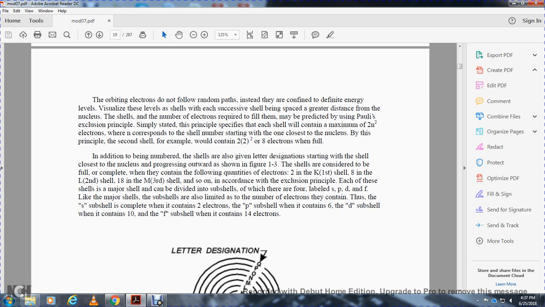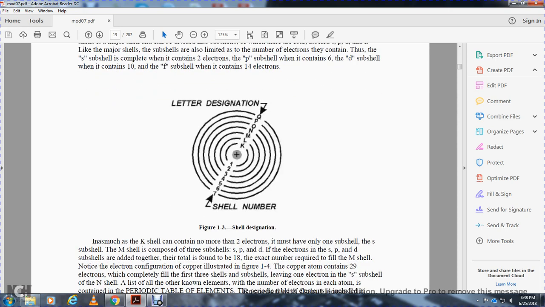Each of these major shells can be divided into subshells, which are labeled S, P, D, and F. Major shell subshells are limited in the number of electrons they contain. Thus, the S subshell is complete when it contains 2 electrons, P, the subshell with 6, D subshells are 10, and F subshells are 14 electrons.